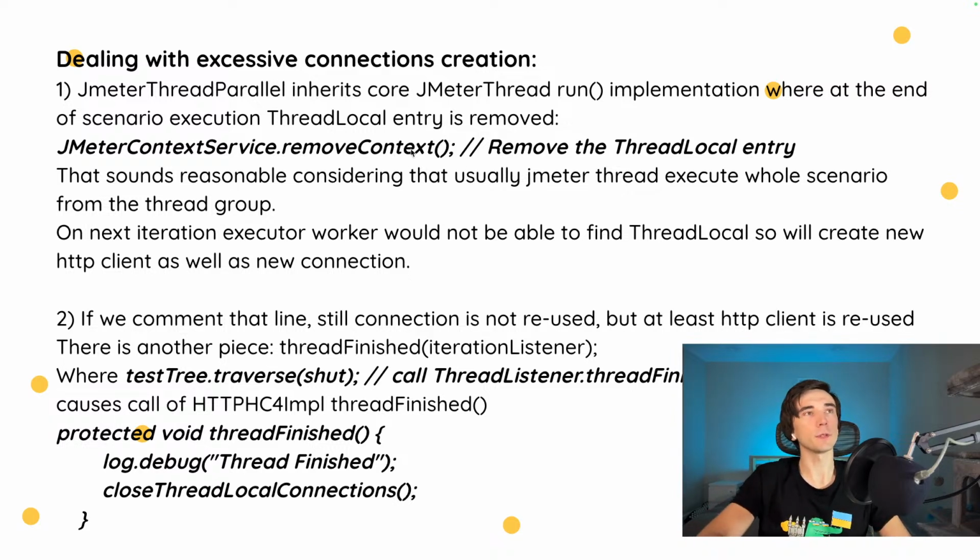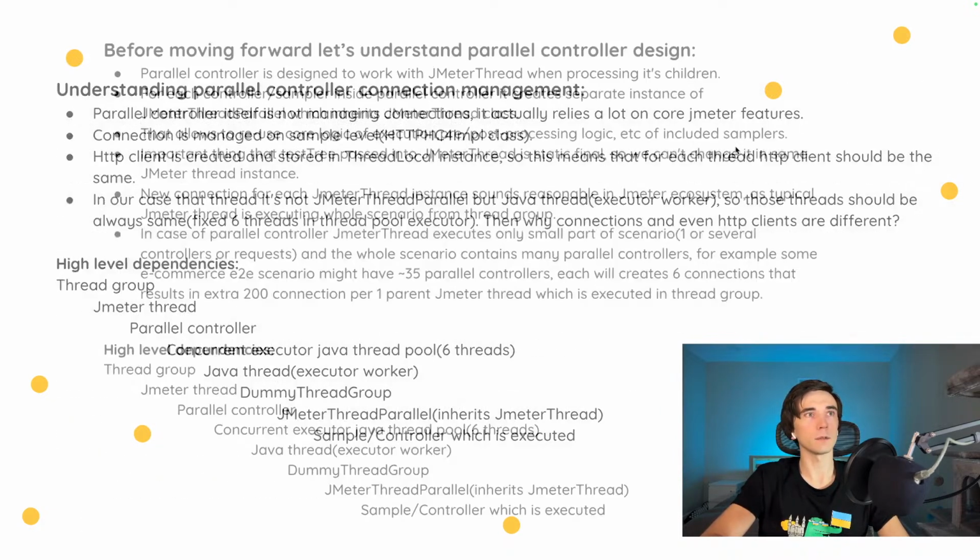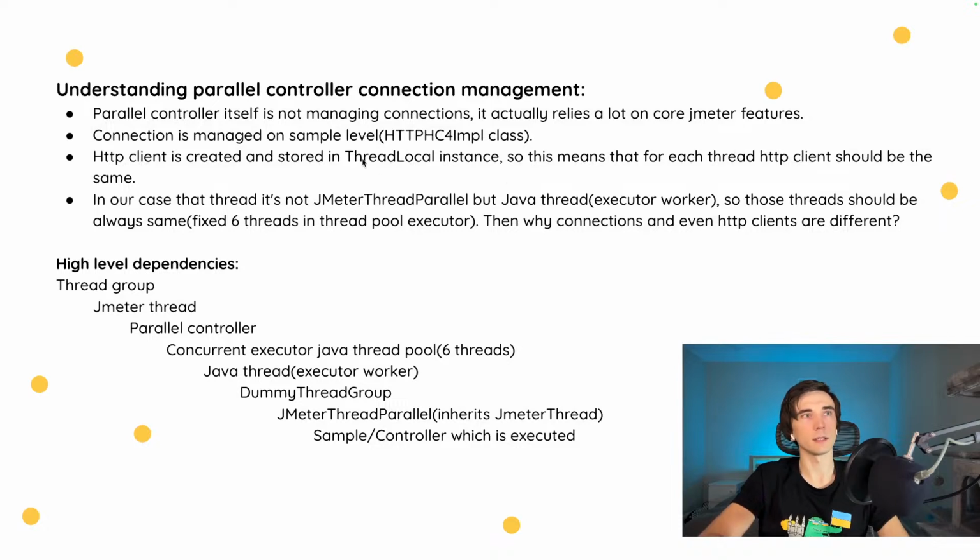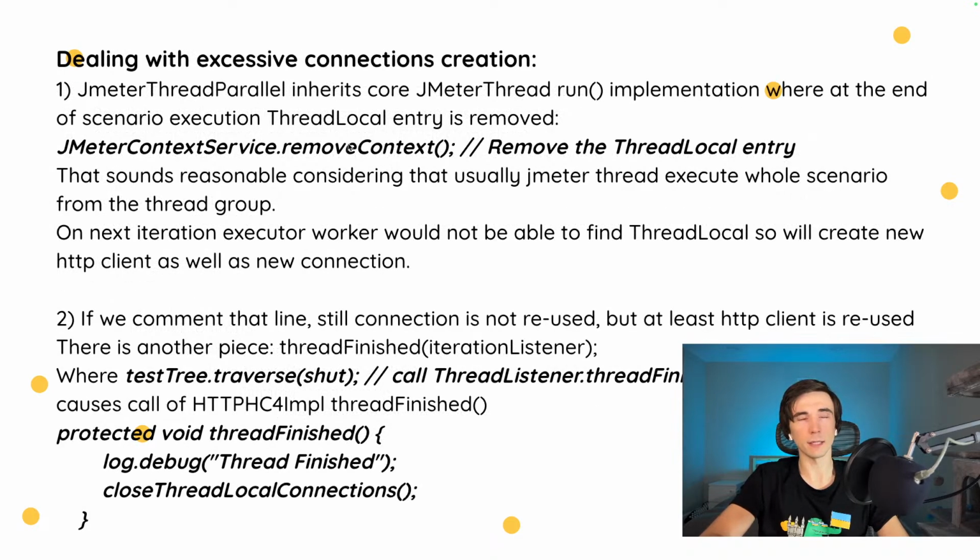So we have 2 lines of code. It's remove contexts from JMeter context service, which is removing the thread local entry, and that thread local instance is what I mentioned here. So it's actually the context of your thread, with all the variables, properties, and all other stuff. So it is clearing it at the end.